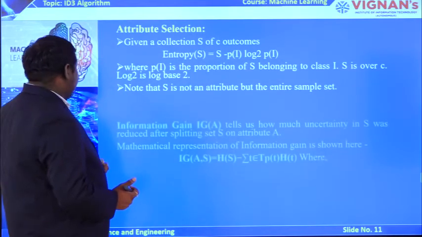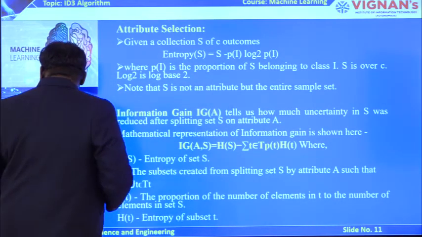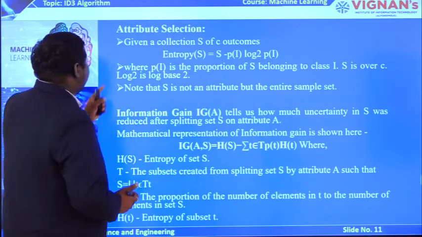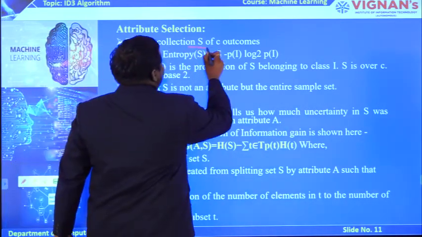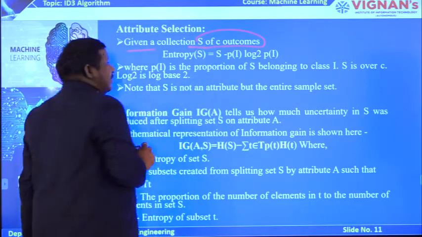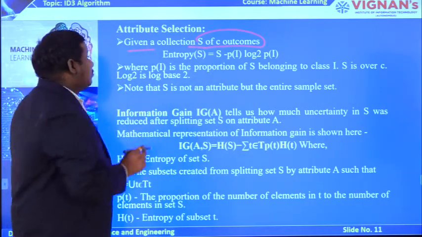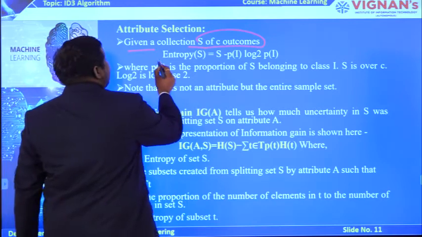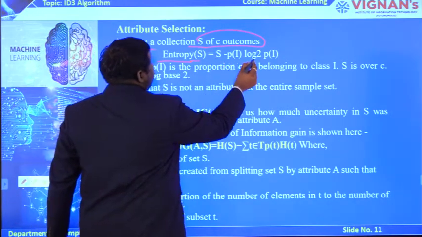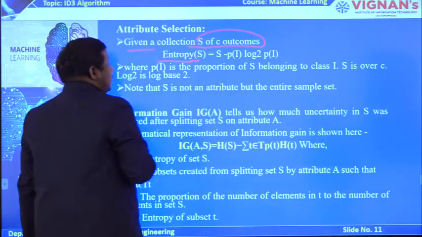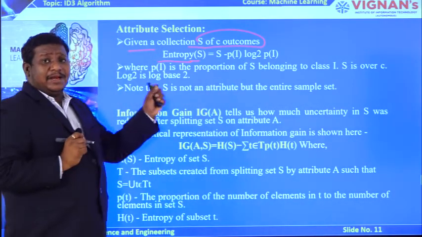See the attribute selection. I told you how an attribute is going to be selected. With an example, given a collection S of C outcomes, that is, a set S which has outcomes C, the entropy of S can be calculated as entropy(S) = minus sigma P of I into log 2 of P of I. This is the standard formula for calculating the entropy.